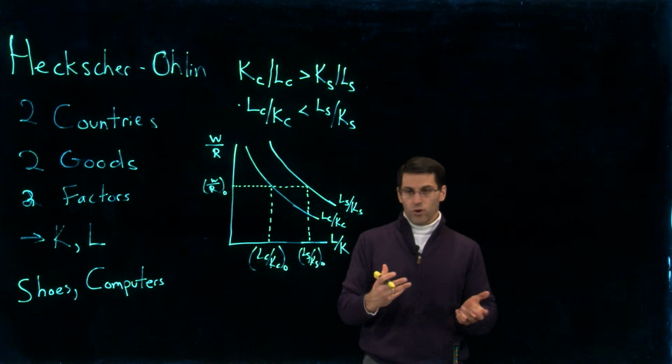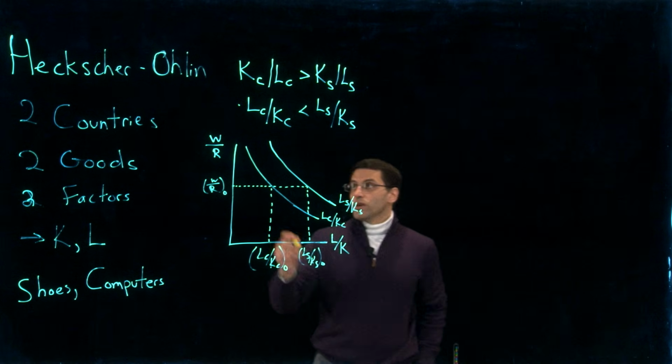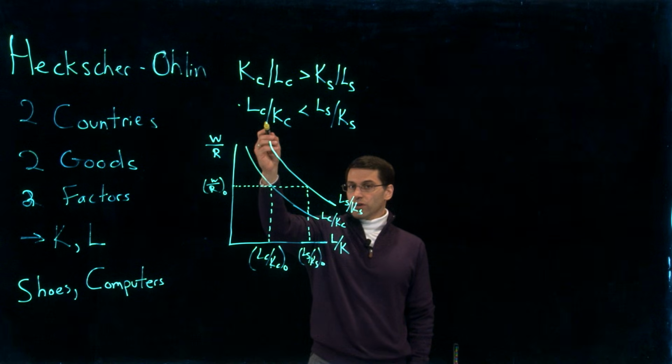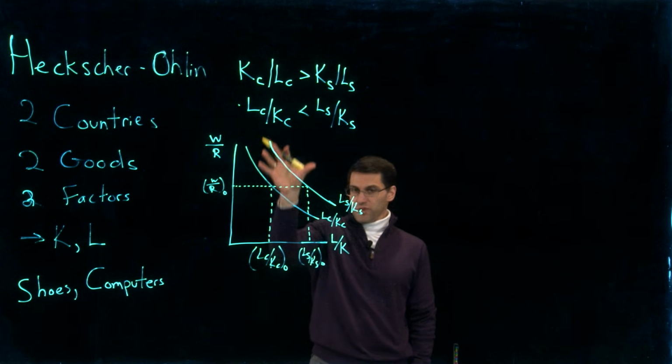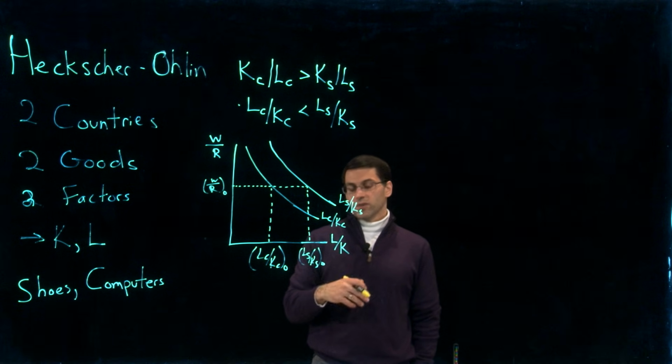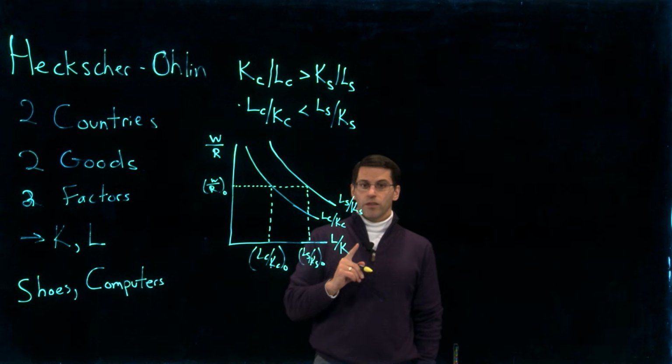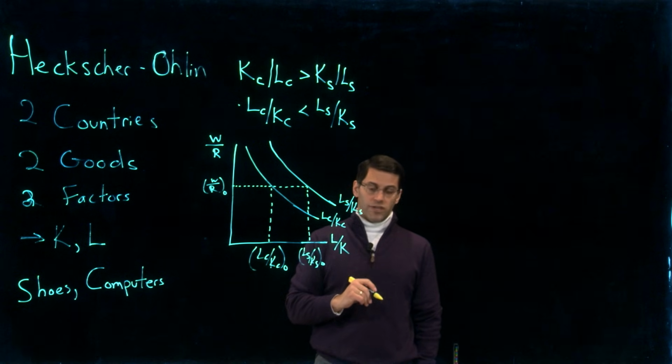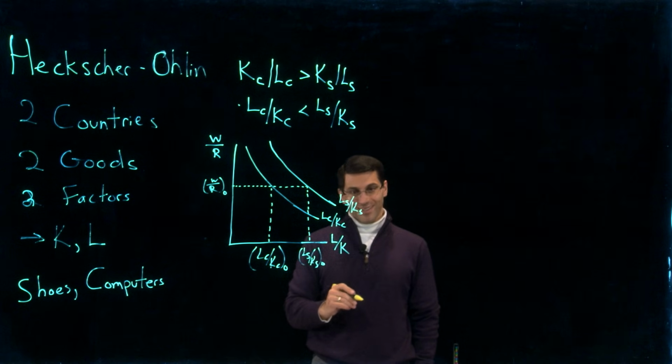One for the home country, one for the foreign country. So one key assumption here is for the setup of this particular example, we're assuming that computers are capital intensive, and that therefore shoe production is labor intensive. The other assumption we're going to make here is that the home country is capital abundant.